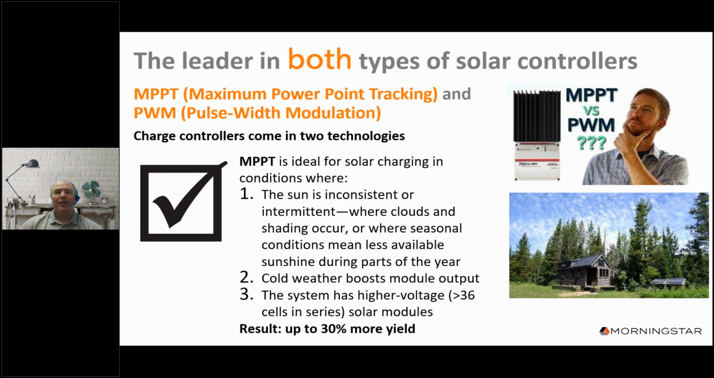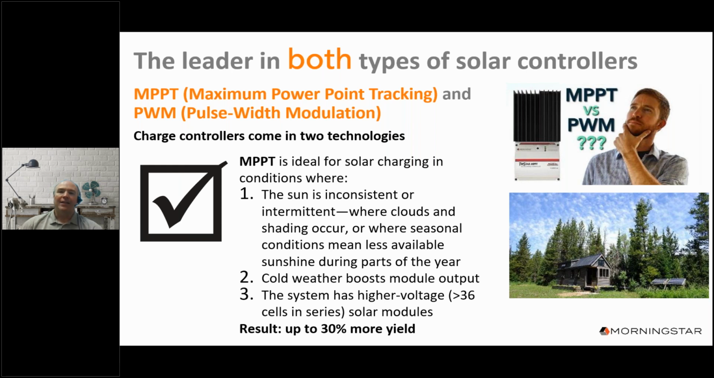MPPT controllers, on the other hand, operate at maximum power voltage, Vmp, which is higher than battery voltage. They're ideal in intermittent sun and cloudy conditions, and also in cold weather where they boost module output more than in warm weather. MPPT controllers can be used with oversized PV arrays, and they have fewer module restrictions than PWM controllers, so they can also be used with 60-cell modules that are often unsuitable for PWM controllers.